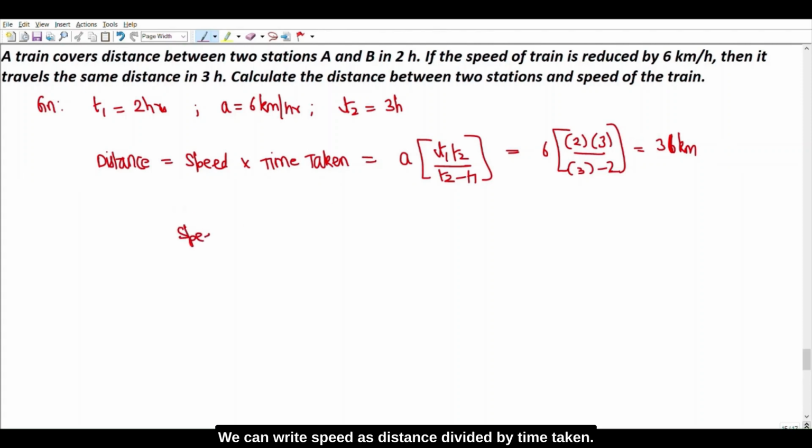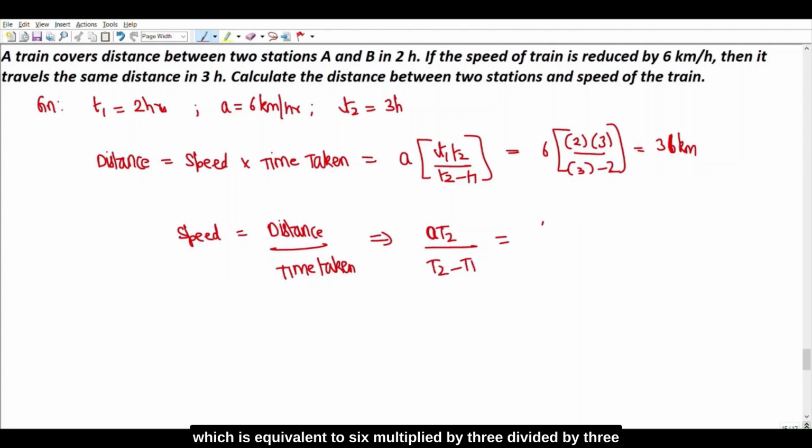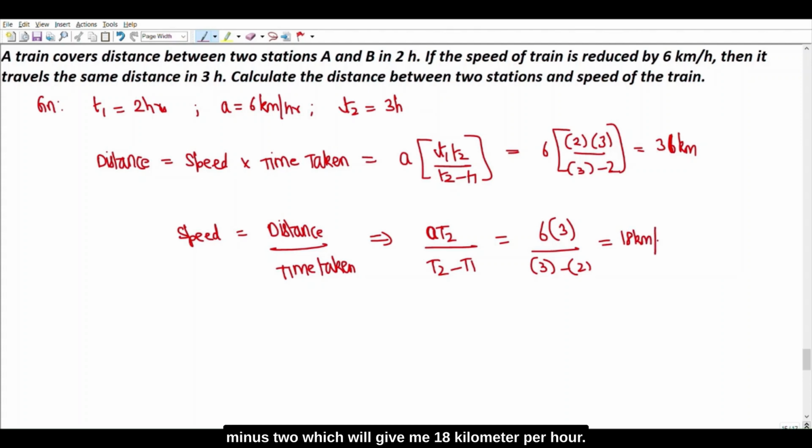We can write speed as distance divided by time taken. Therefore, reiterating the formula, speed is equal to distance divided by time taken. That is, distance can be written as speed into time taken. Therefore, A T2 divided by T2 minus T1, which is equivalent to 6 multiplied by 3 divided by 3 minus 2, which will give me 18 kilometers per hour.